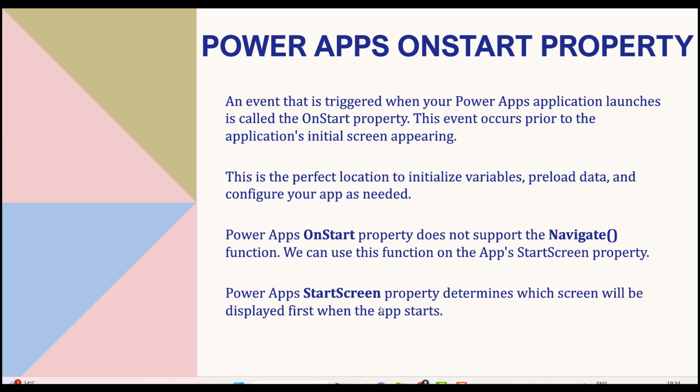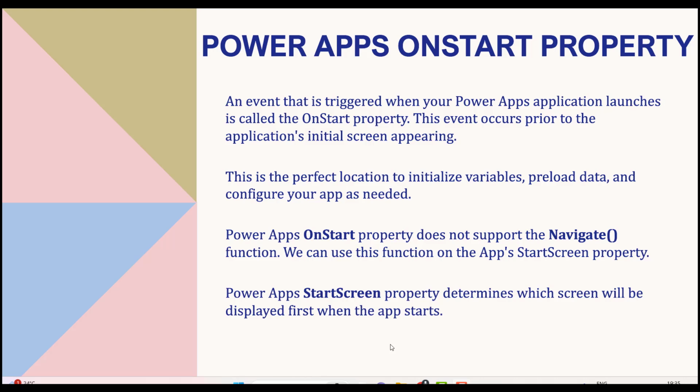Next, what is the Power Apps StartScreen property? The Power Apps StartScreen property determines which screen will be displayed first when the app starts. It can dynamically set the initial screen based on a condition or set of variables. That means the StartScreen property lets you choose which screen to display when the user first opens the app. So this is all about the Power Apps OnStart and StartScreen properties.